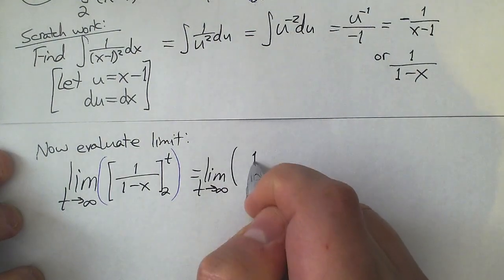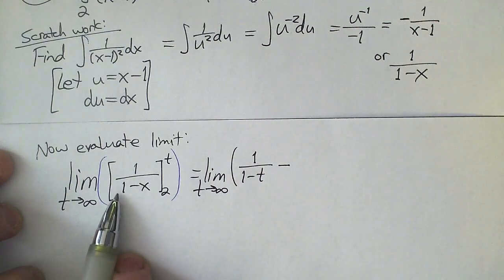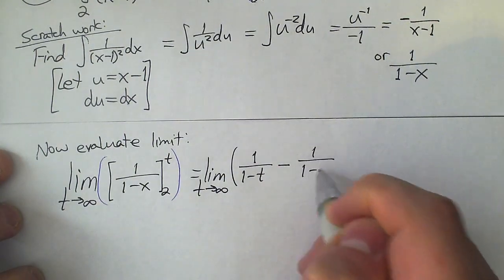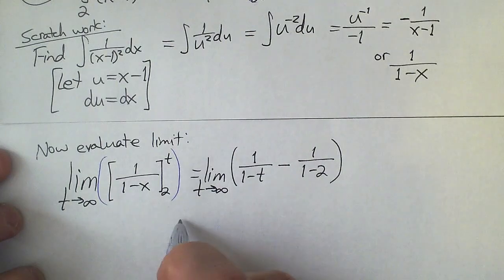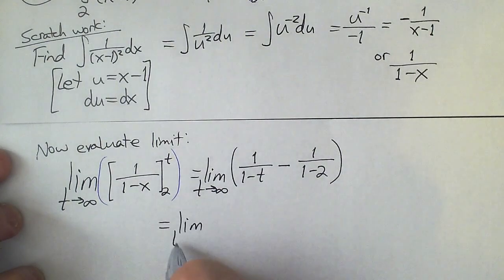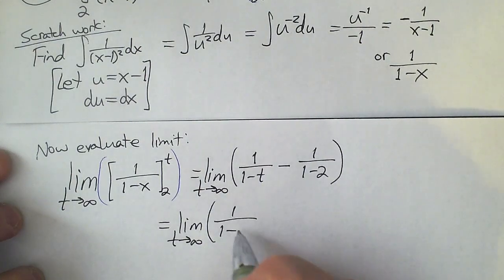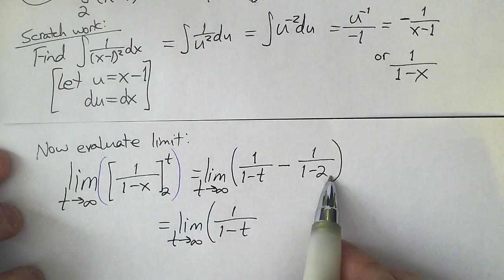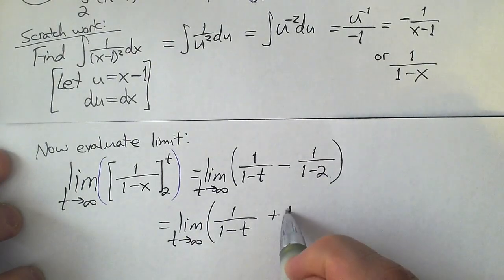Okay, so when I put t in, it looks like this, and then minus, what happens when we put 2 in? Let's figure this out. 1 over 1 minus 2. Let's do this on another line. 1 over 1 minus 2, the 1 minus 2 is negative 1. There's a minus out front already, so this is just a plus 1.